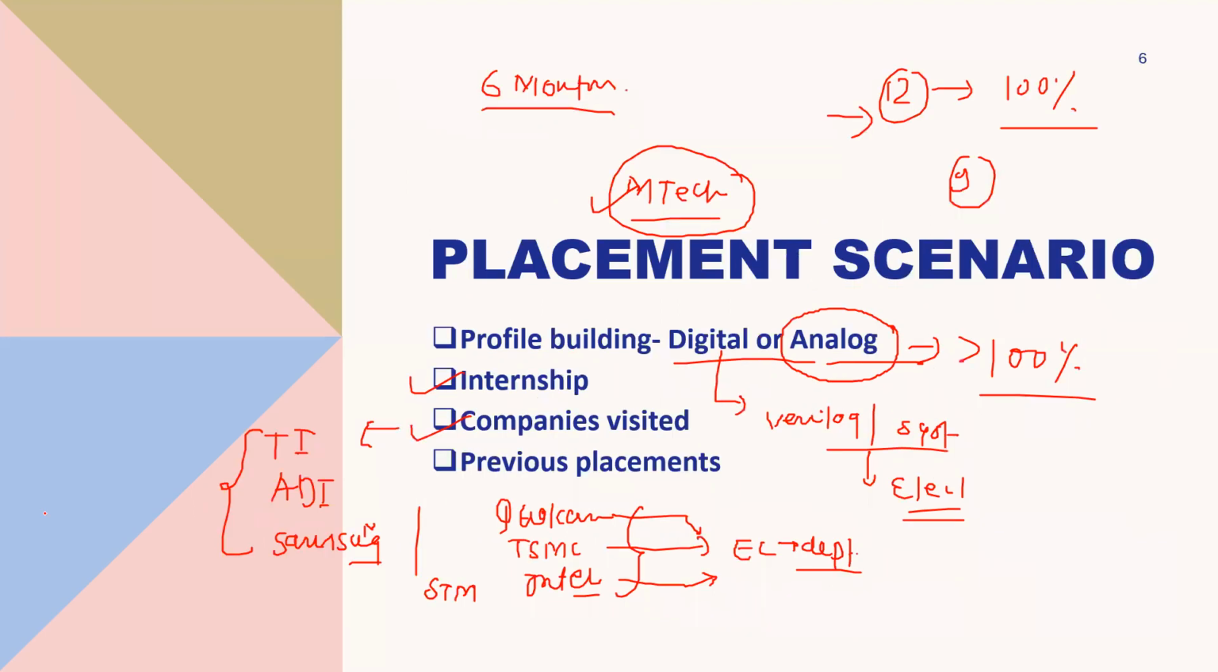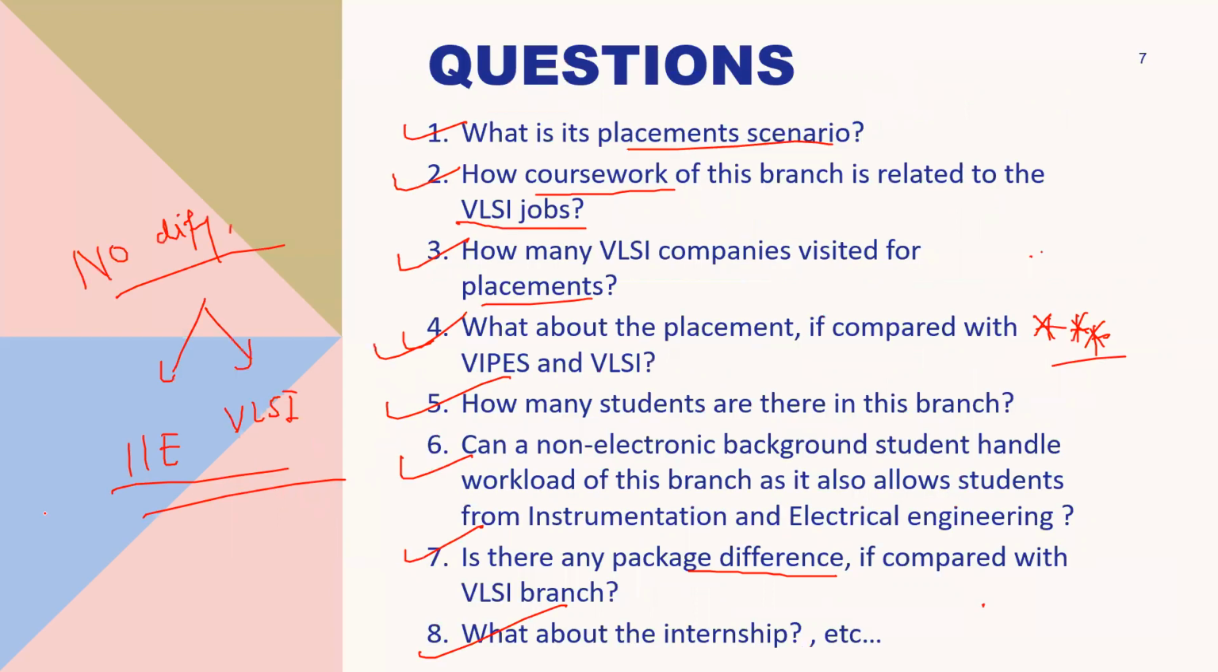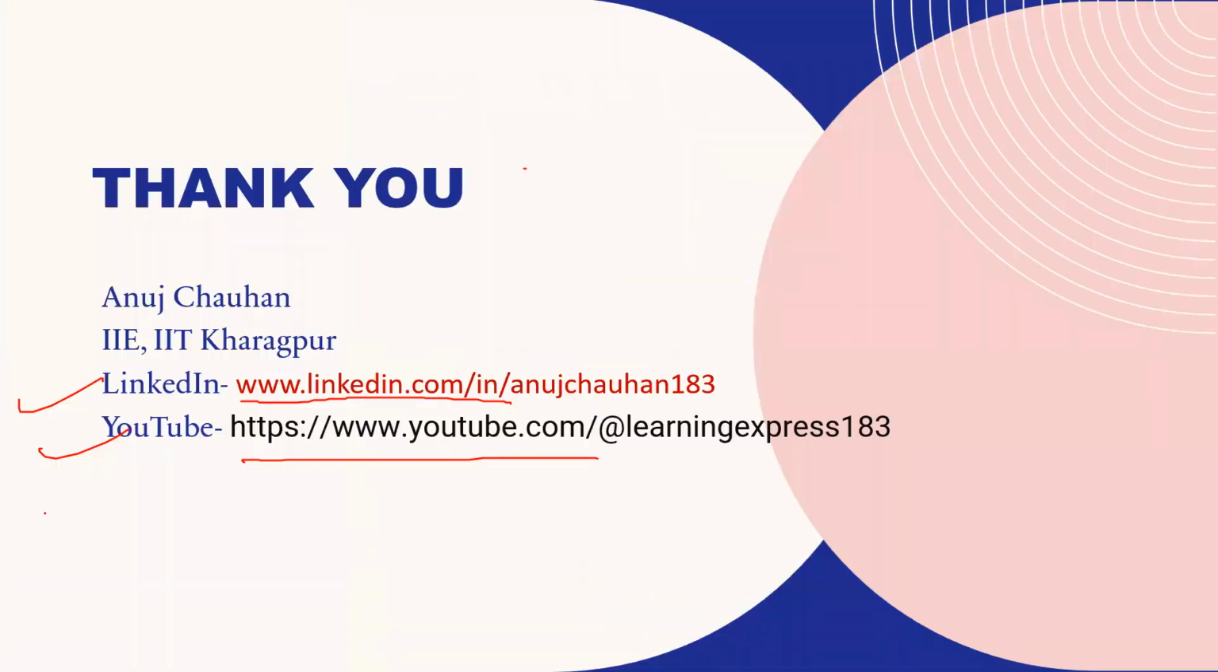And after that, the placement scenario. I covered the basic companies visited and some internship issues, like a 6-month duration of internship or 2 to 3 months duration of internship. I covered these things also. And after that, I discussed these questions. And at the end, this is my contact detail.